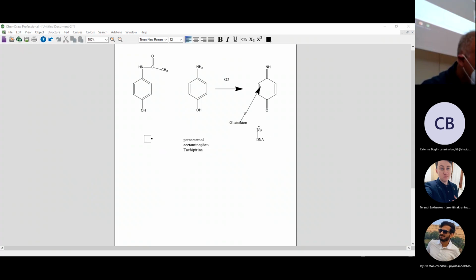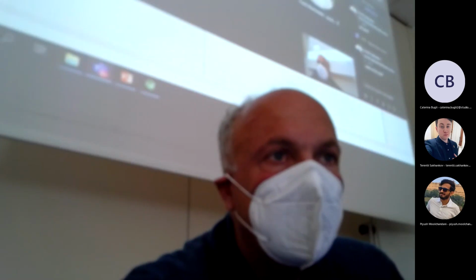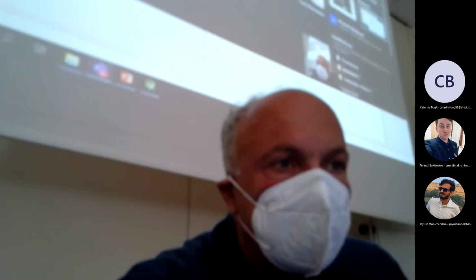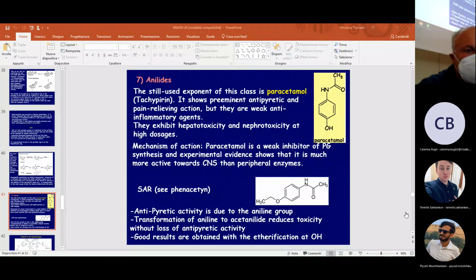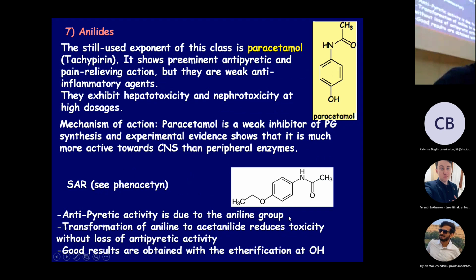Okay. And now we can see again the slides. Okay. The old compound was called phenacetin. You see the ether function here. So now replaced by paracetamol.